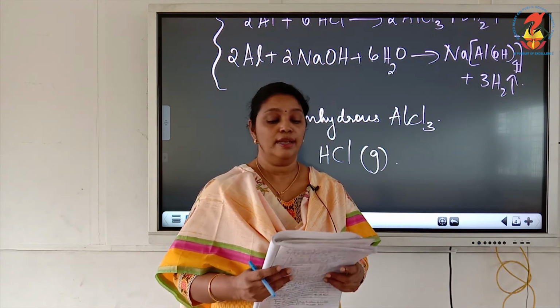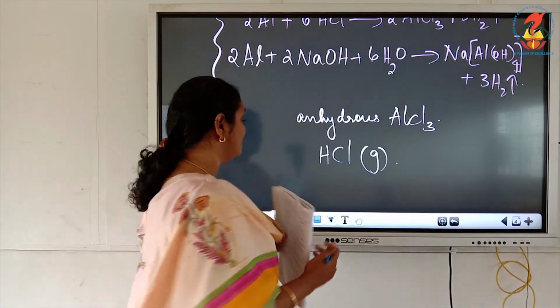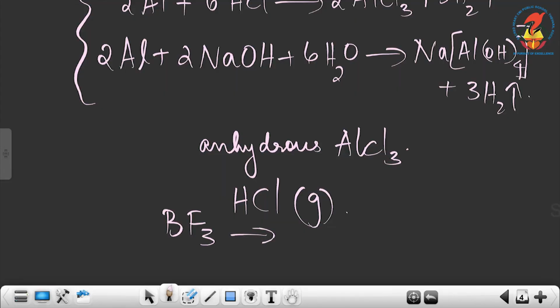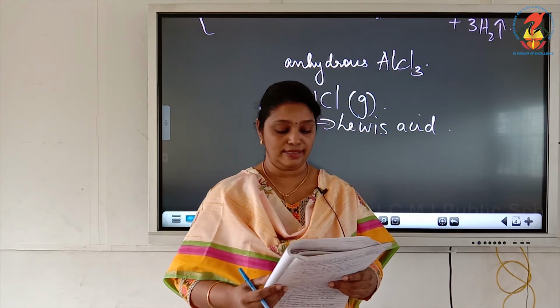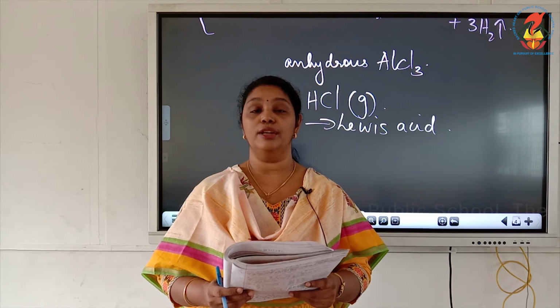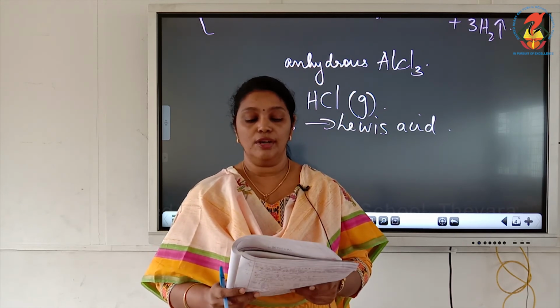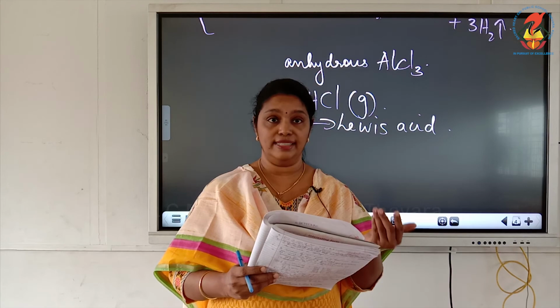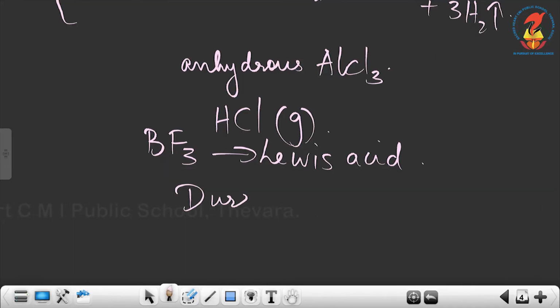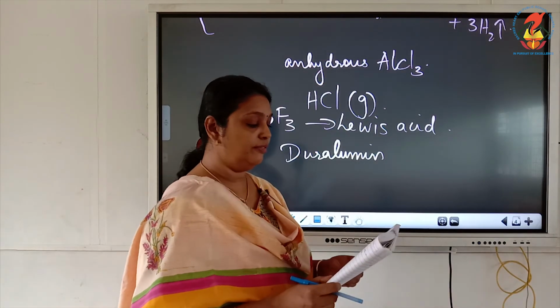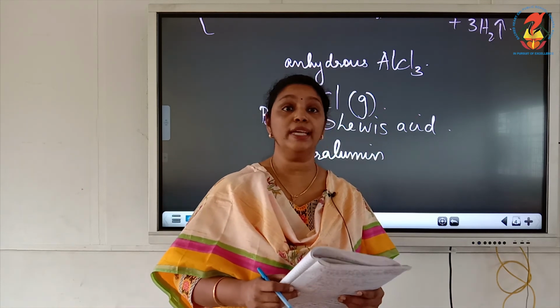Now the next question, BF3 behaves as Lewis acid. You know why BF3 is a Lewis acid? Because it's an electron deficient compound. It accepts electron pair, so it acts as a Lewis acid. Now next question, aluminium alloys are used to make aircraft because one example of an alloy of aluminium is duralumin. Duralumin is light, tough and corrosion resistant. So it's used to make aircraft.